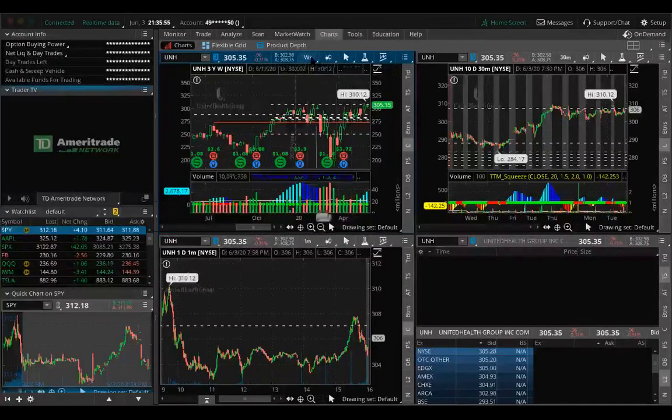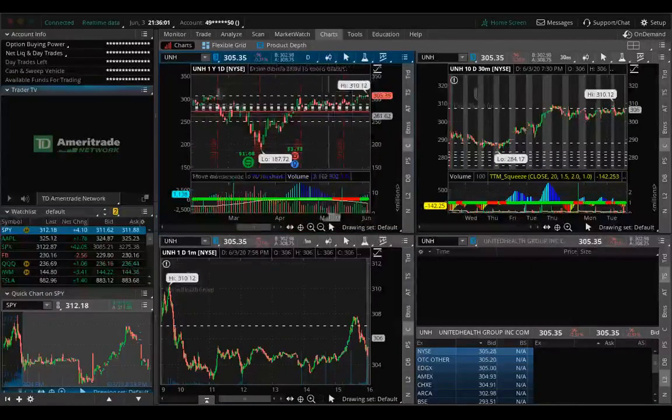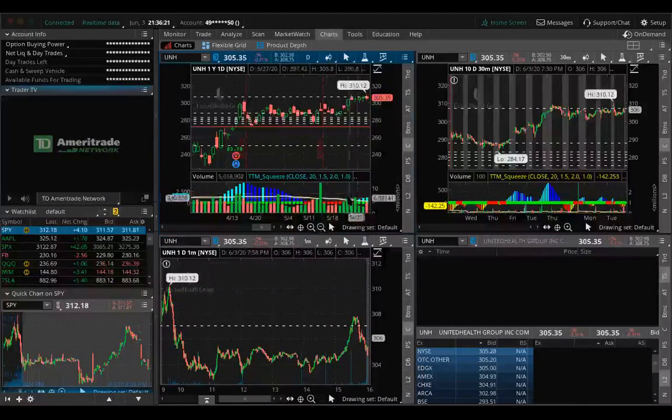So UNH, check out the daily. Wow. On the daily, we are actually releasing from a squeeze. We have bullish momentum. Looks like we're getting kind of caught up on this level right here. So I would say a clear break above this previous high would be an indication that we're probably going to continue this move, right? So we're on the fourth bar.